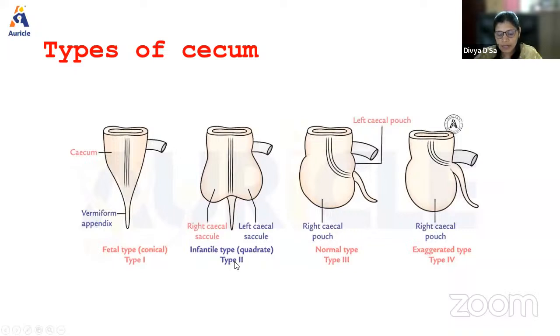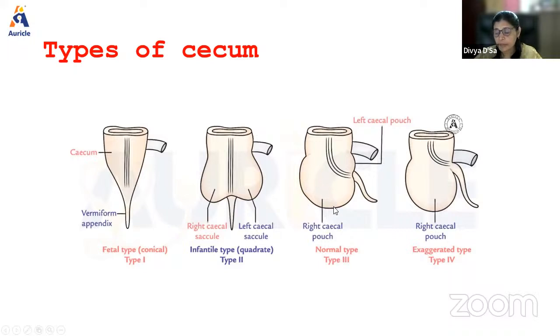We say infantile type or the quadrate type, which is type 2. This we see in about 3% of the population. Here, if you see, the right and the left saccules are of equal size, so that is called the infantile. In the infantile type, the appendix will be present near the depressed part of the sacculus at the bottom. Then we have the third type, that is the normal or adult type.